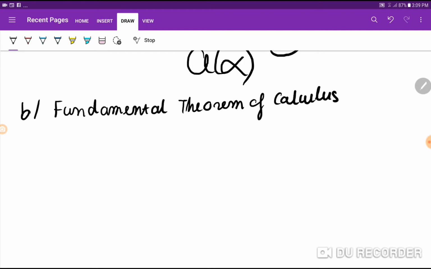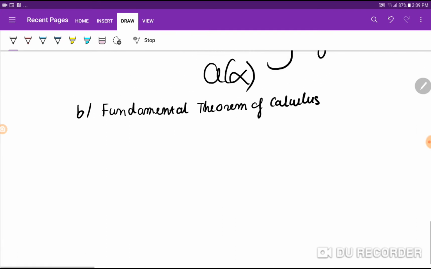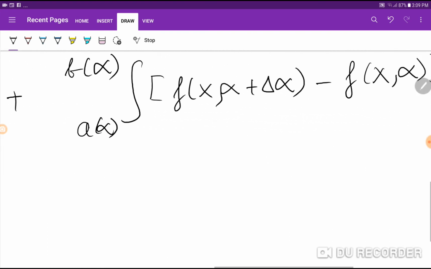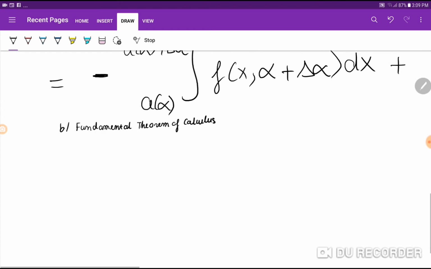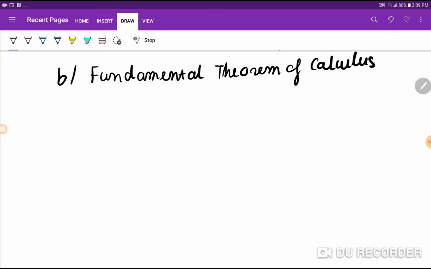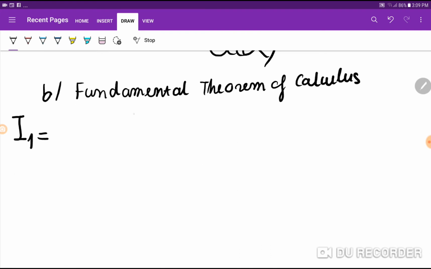And in the next part of this video, I'm going to use the fundamental theorem of calculus to evaluate one of the integrals we got right here. You see we have three integrals, but for two of them we will need the fundamental theorem of calculus to evaluate them. So what are they? The first one, let me call it I1. This is the first integral. We need to calculate this guy.